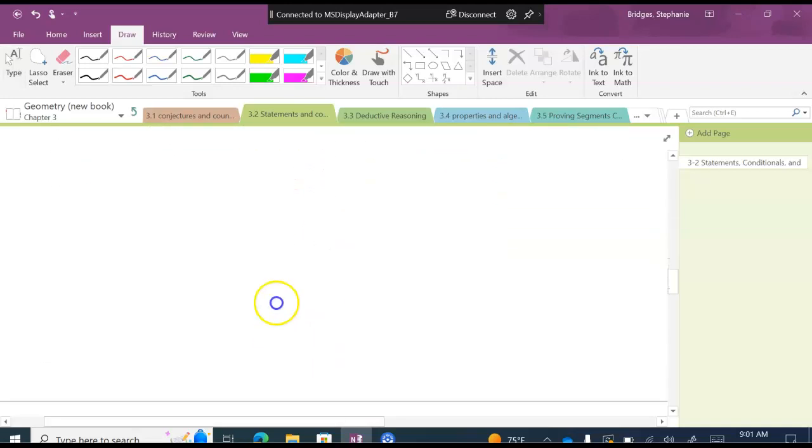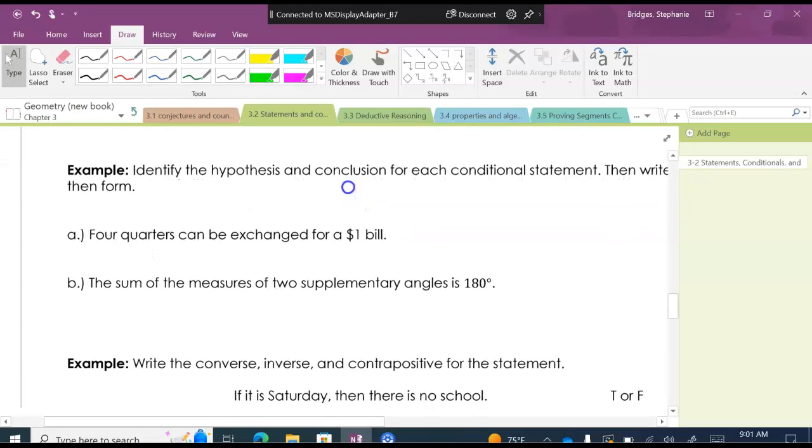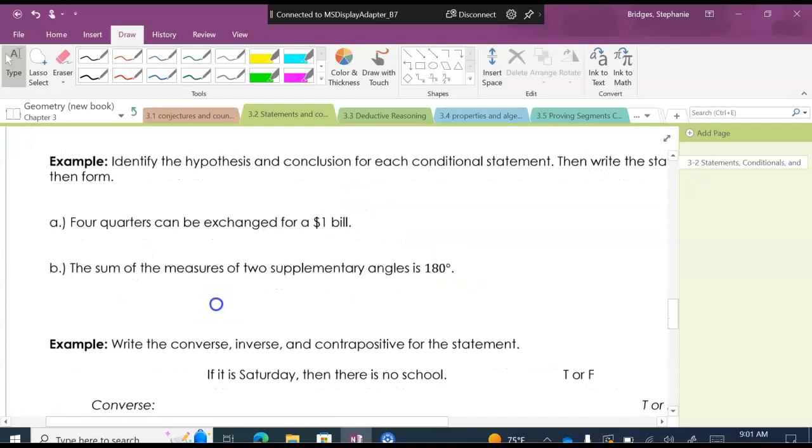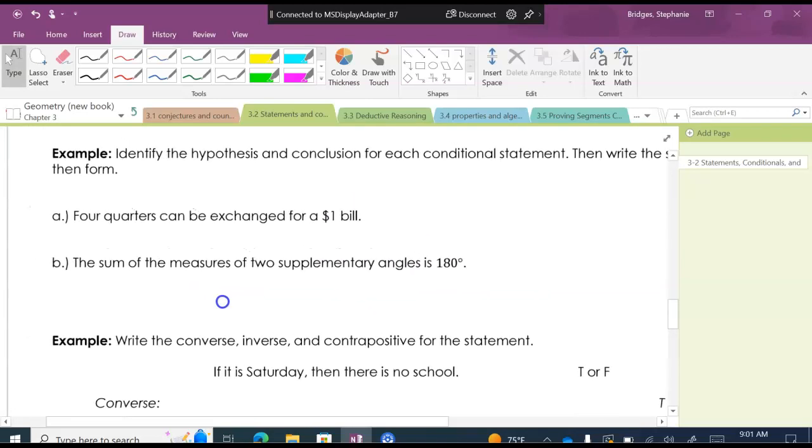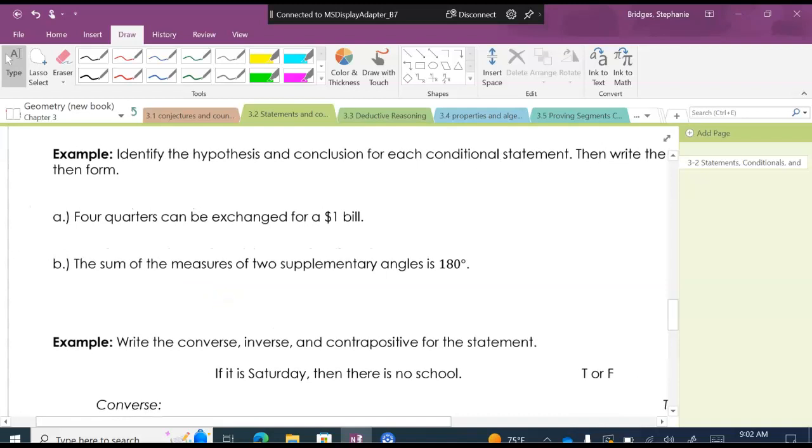What I want you to do is turn it over and look at the top part of your paper. So we have 2 statements here that are not written in if-then form. So what we're going to first have to do is figure out the best way to write them in if-then form. If this happens, then this is possible. So let's look at our first statement. It says 4 quarters can be exchanged for a $1 bill. And I want to turn that into an if-then statement.